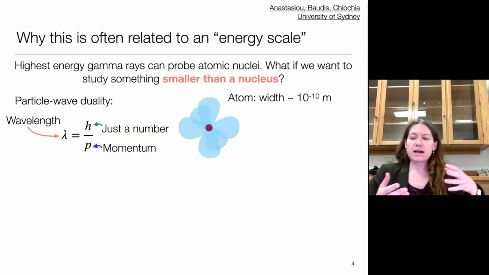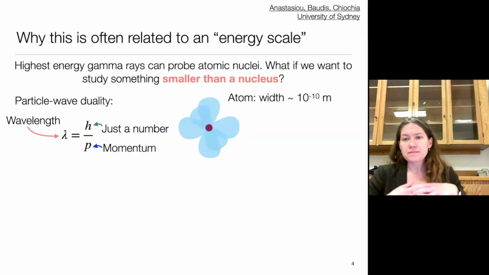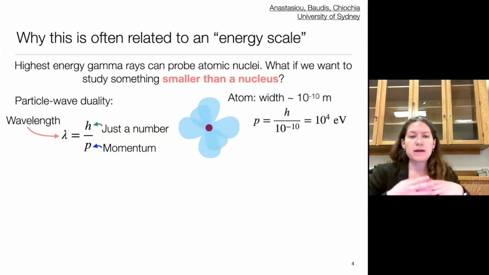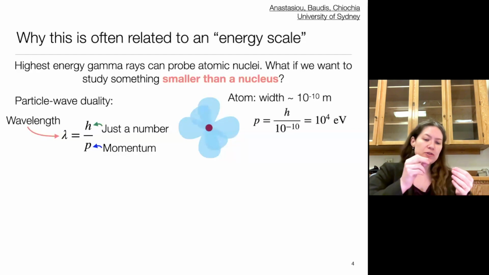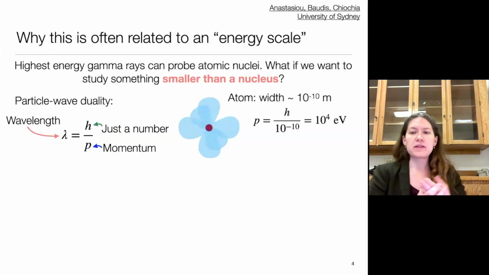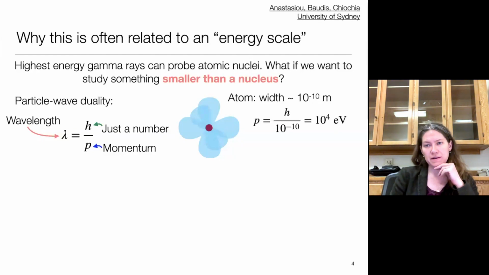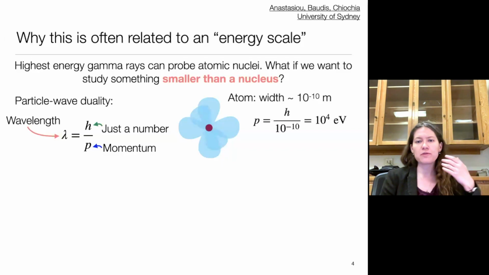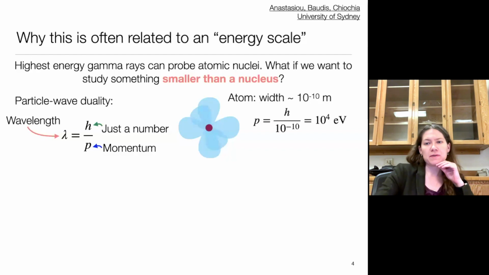So let's go back to thinking about how you could study an atom. If an atom has a width of about 10 to the minus 10 meters, then we could rearrange this equation to solve for momentum, put in 10 to the minus 10 meters for a wavelength that we want, and we would find that you should be able to scatter off of an atom and measure something about its properties with a particle that has 10 to the 4 electron volts of energy. Again, electron volt is just a way that we tend to measure energy or momentum for a particle. Don't worry too much about what it is. The main thing here is that that scale is not super high for us.